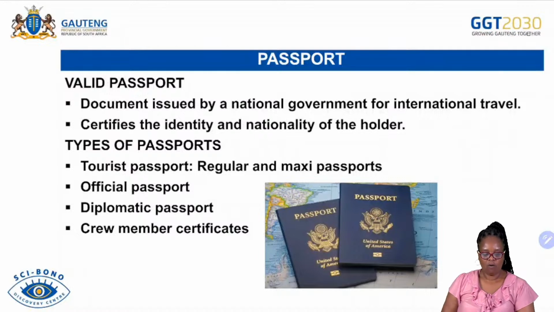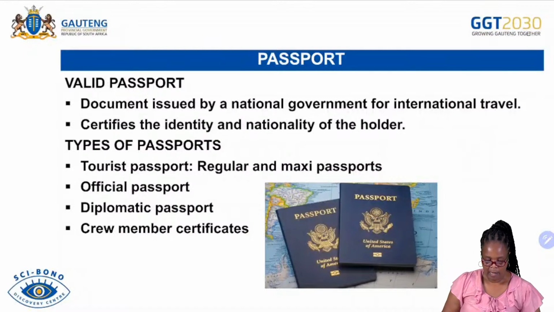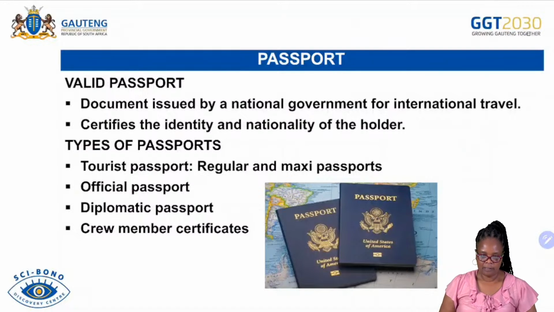The second one is the official passport. Then the third one is the diplomatic passport. Then the fourth one is the crew member certificate for those who are working in the airport and on our cruise liners. They need to have the crew member certificate.